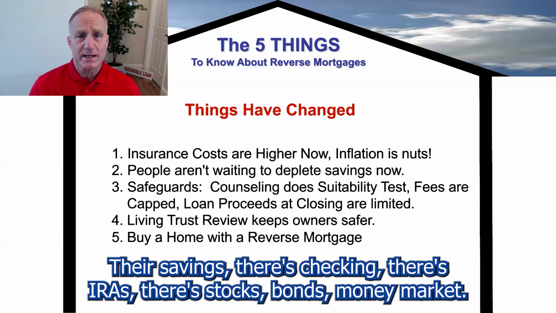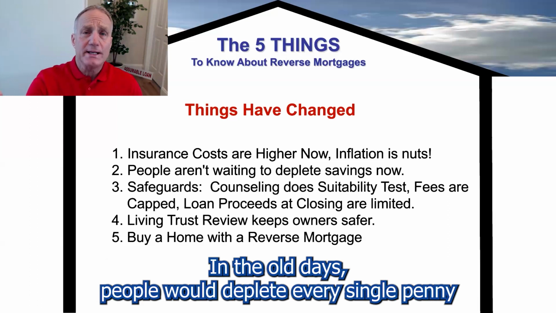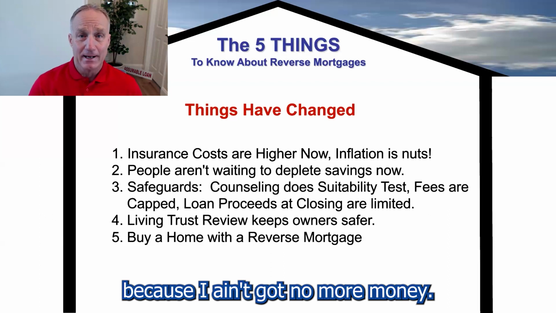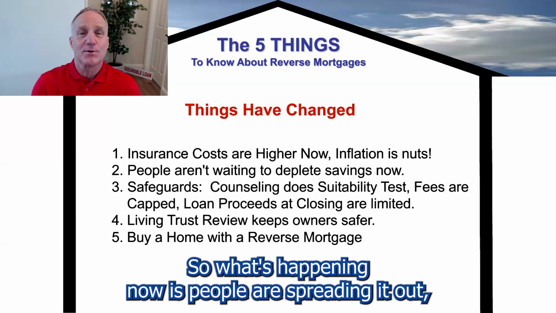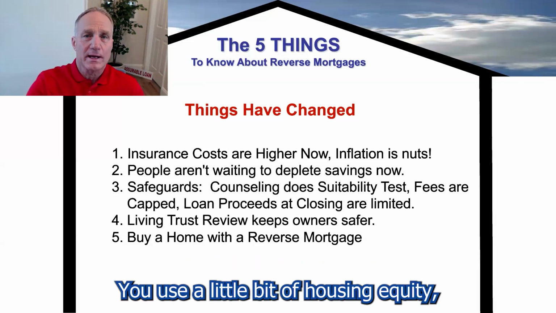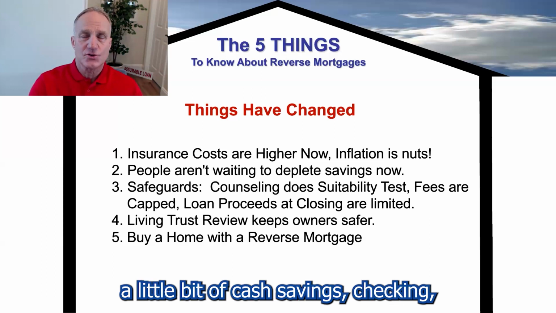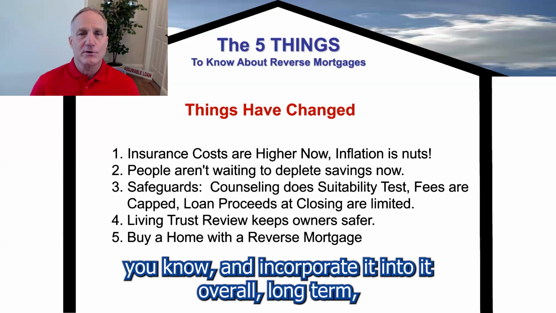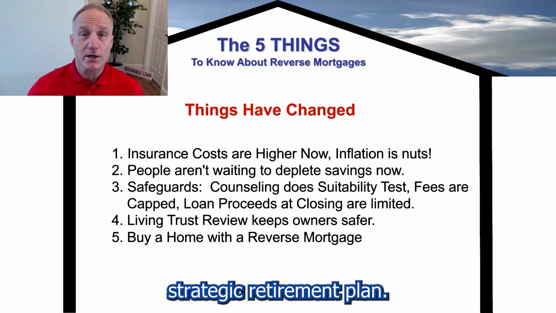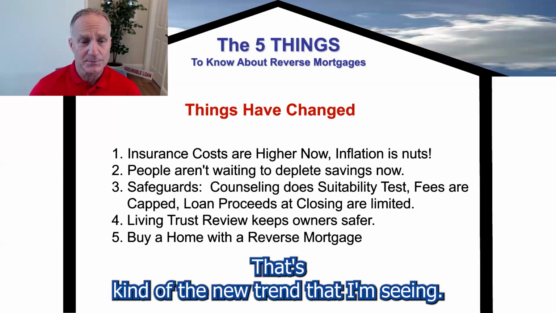There's savings, there's checking, there's IRAs, there's stocks, bonds, money market. In the old days, people would deplete every single penny and then call me and say, hey, it's time for a reverse mortgage because I ain't got no more money. So what's happening now is people are spreading it out, kind of like a gardener does with fertilizer. You use a little bit of housing equity, a little bit of cash, savings, checking, and incorporate it into an overall long-term, comprehensive, and very systematic, strategic retirement plan. That's kind of the new trend that I'm seeing.